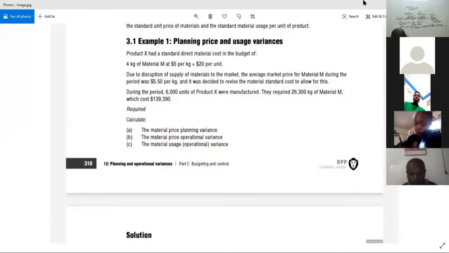During the period, 6,000 units of product X were manufactured. They require 26,300 kilograms of material M, which cost 139,390. So they want us to calculate the material price planning variance, material usage operational variance, and material price operational variance.